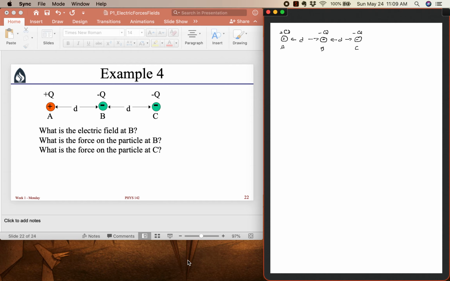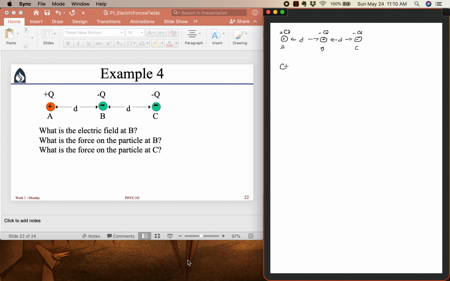All right, so the first task we're given is to find the electric field at point B, where this negative charge is located. So if we're finding the electric field, the first thing we want to do is take away the charge that is there, because the charge that is there does not determine the electric field at that point. It's the other charges that do. Take away that charge, and we will replace it with a small positive test charge.